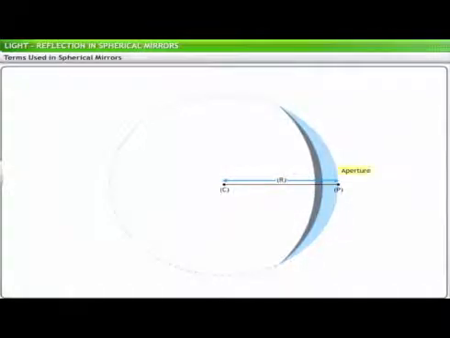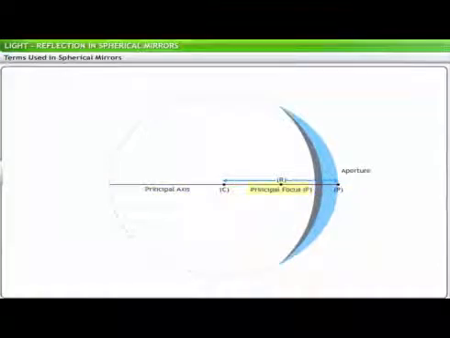Aperture is the surface of the mirror used for reflection. Principal axis is the line joining the pole and the center of curvature. Principal focus, F, is a point on the principal axis. This is the point where the rays in the reflected beam formed from the incident beam parallel to the principal axis converge. Focal length, F, is the distance of the principal focus from the pole of the mirror.